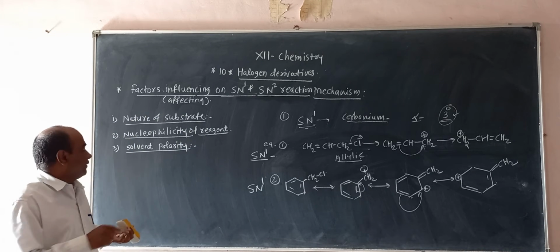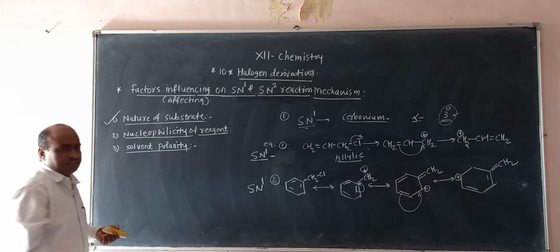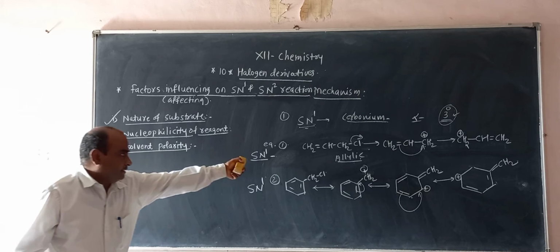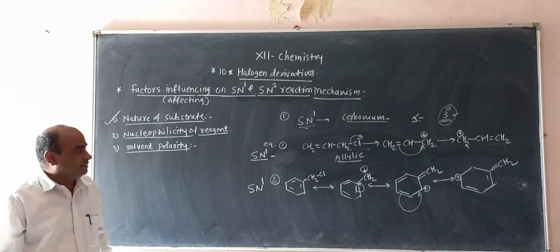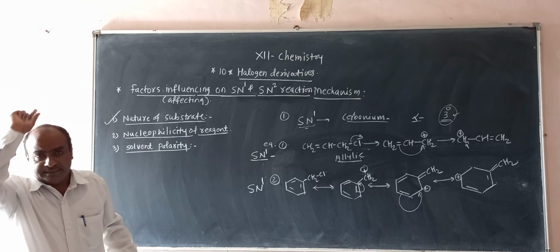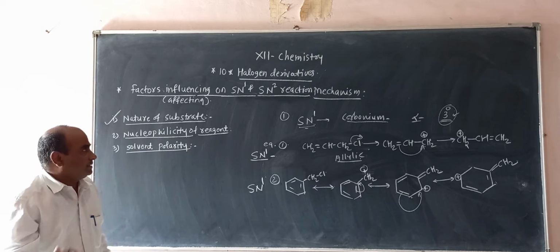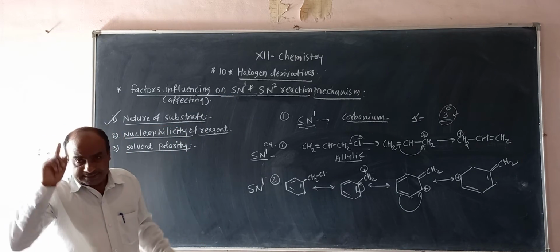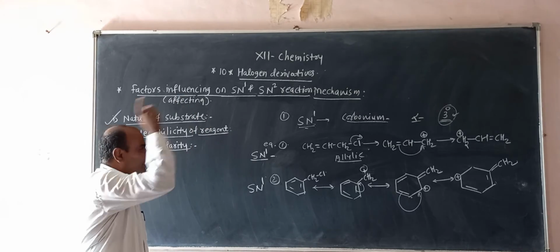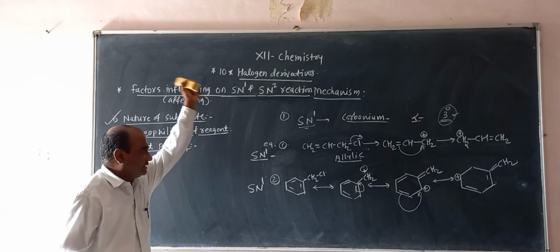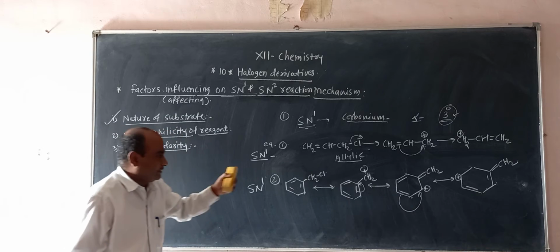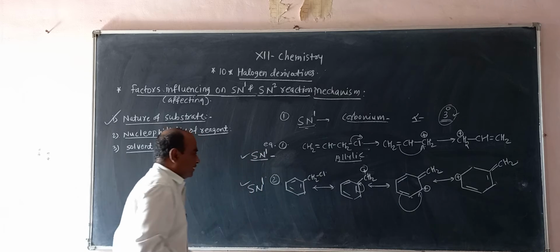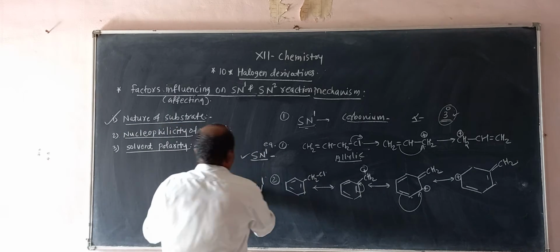Now remember well that when the substrate is a primary halide, it is favored by the SN2 reaction mechanism. When the substrate is a tertiary halide, it is favored for the SN1 mechanism, and secondary halides show the mixed type of mechanism. Whereas primary allylic halides and primary benzylic halides favor the SN1 reaction. So this is the first factor.